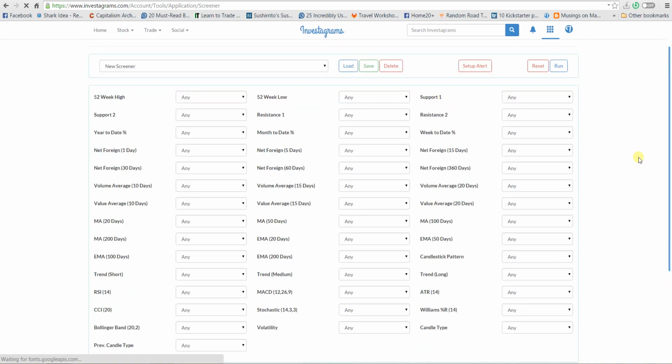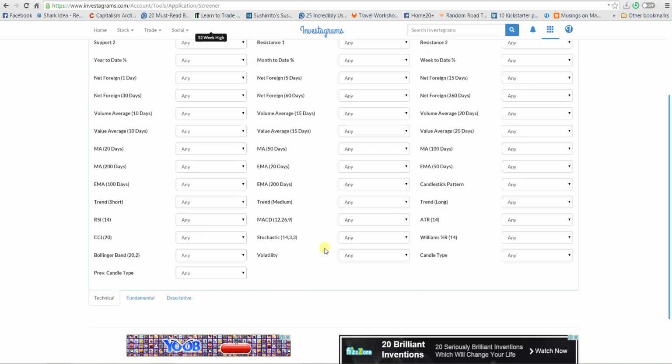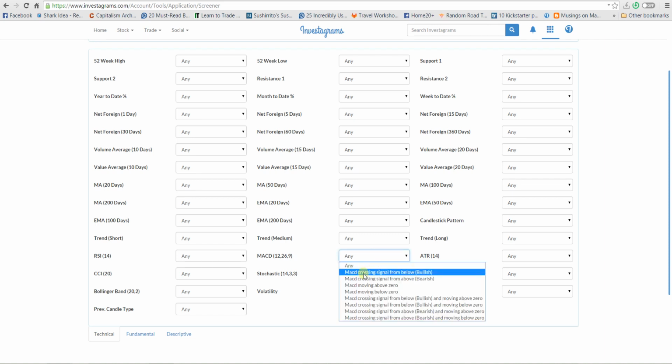So this is the InvestaScreener. First, you're going to see tons of metrics, from 52-week high up to various candle types. We'll discuss this in separate videos. But here, let's look for our favorite tool, the MACD. Here.